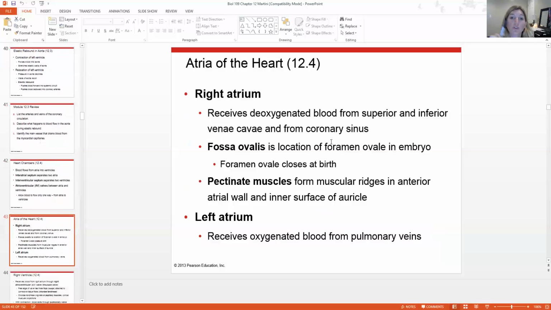The right atrium is receiving that deoxygenated or low oxygen blood from the rest of the body. The fossa ovalis is the location of the foramen ovale in the embryo. The foramen ovale closes at birth in most cases. Sometimes people are born with a hole in their heart, and that's probably what it is. It will eventually close, or surgery can be done to fix it. The pectinate muscles form the ridges of the anterior atrial wall and the inner surface of the auricle. They're just muscles that can help expand and contract the atria as needed. The left atrium receives the oxygenated blood from the lungs.